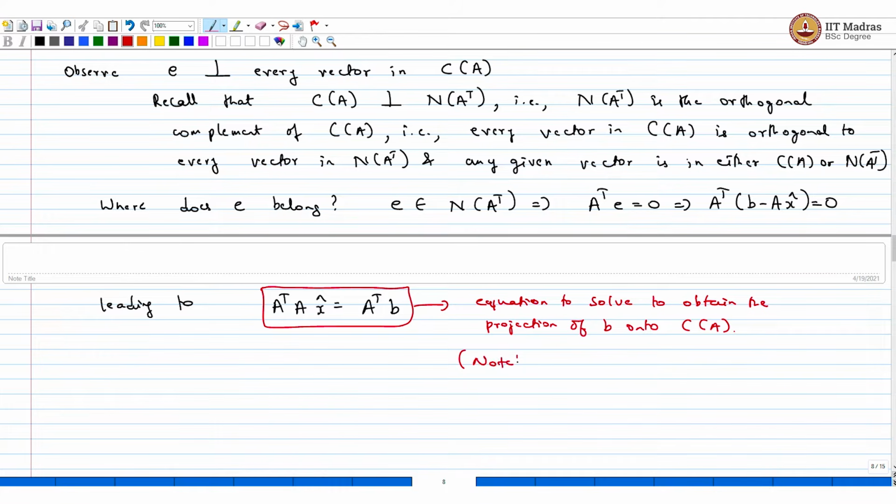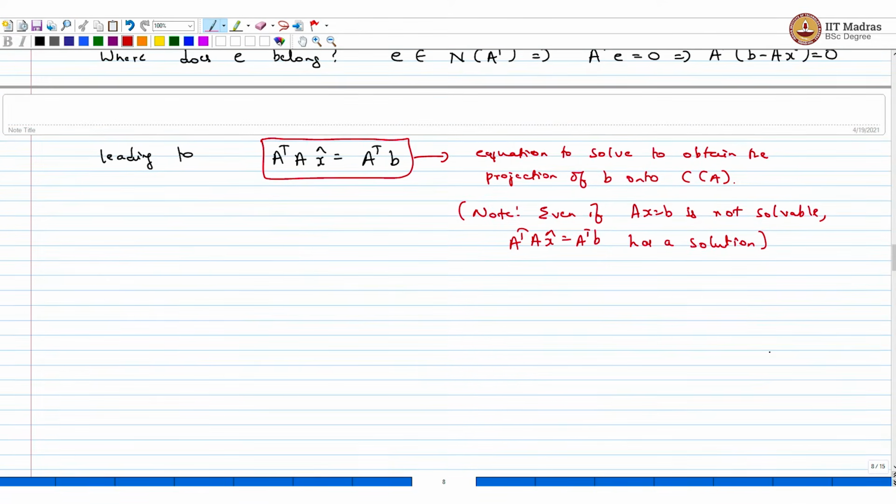Note, even if Ax equals b is not solvable, which is like saying it's inconsistent, A transpose A x hat equals A transpose b has a solution. So even if you start with an inconsistent set of equations, you will end up with this.